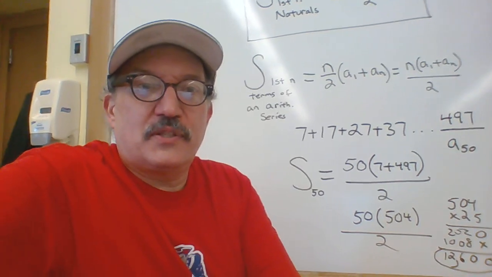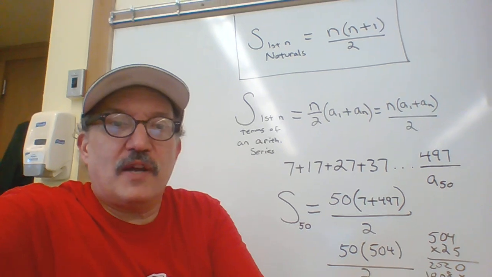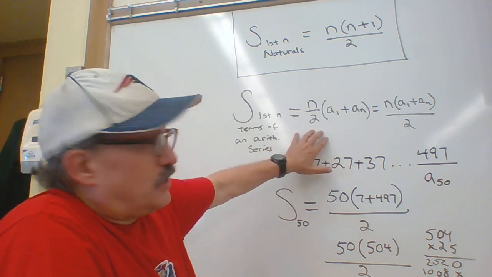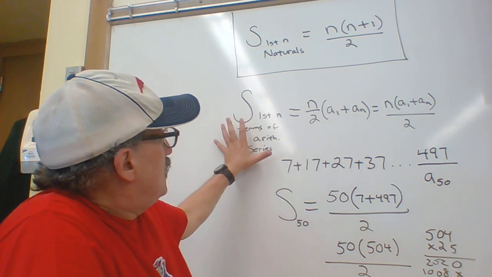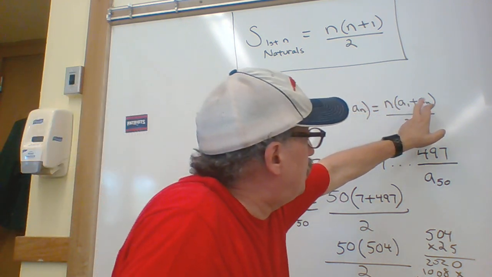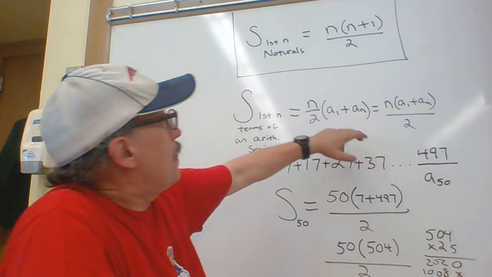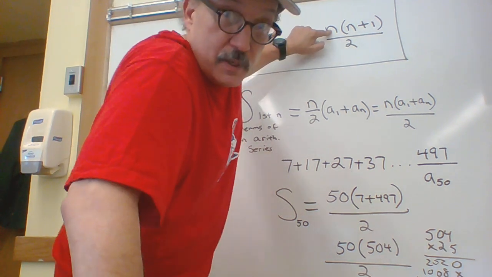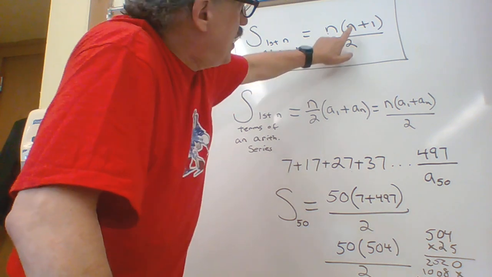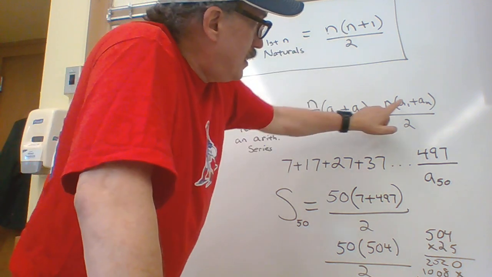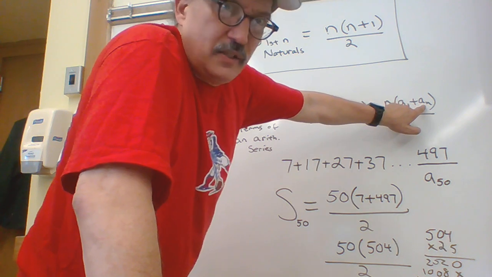One last point. I think it's the last point about this idea that the formula we developed from the Gauss story is a specific case of this one, you see. So this is the sum of the first n terms of an arithmetic series: n times a sub 1 plus a sub n over 2. Now, if you compare it to this one up here, it's the same n. That's how many terms we're adding together, and the same divided by 2. Now, up here, it's n plus 1. Well, in here, it's a sub 1 plus a sub n.